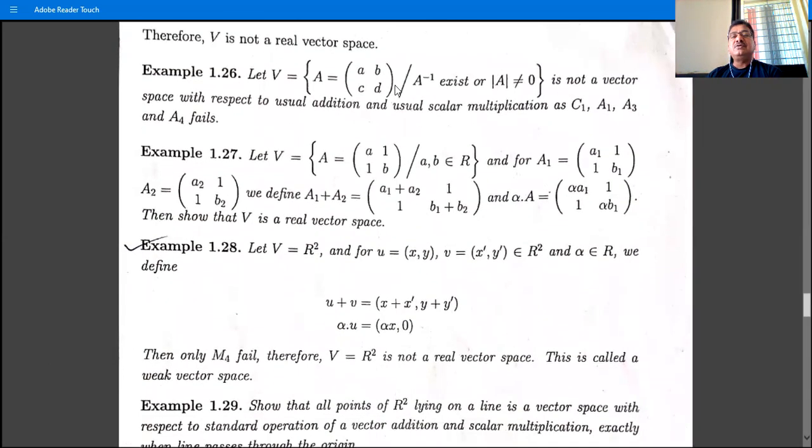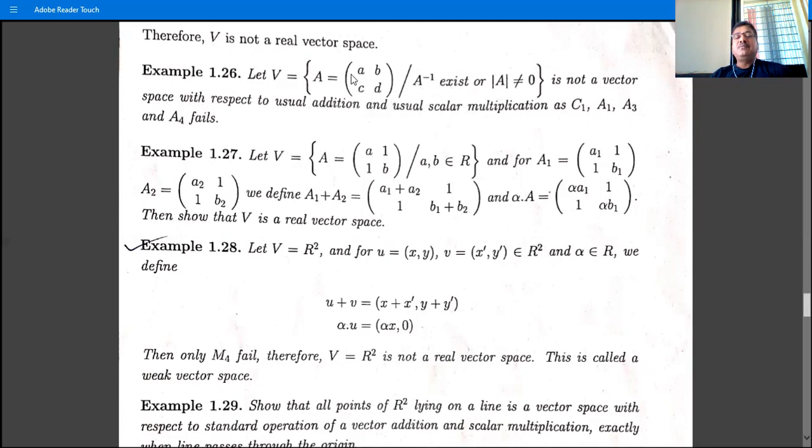Let V be the set of 2 by 2 order matrices such that A inverse exists, or the determinant of A is not equal to 0. So this is again a subset of M2x2(R). So take the elements whose inverses exist in M2x2(R). It is not a vector space with respect to usual addition and usual scalar multiplication, as the properties C1, A1, A3, A4 fail. How can we show C1 fails? Because the addition of two invertible matrices is not necessarily an invertible matrix.